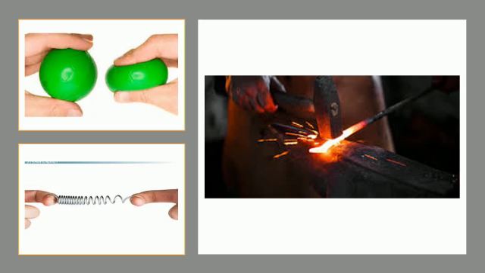Blacksmiths make iron tools by heating the iron bars in the furnace. After the iron bars are heated, they become soft. After they become soft, they can be given the desired shape by hammering.